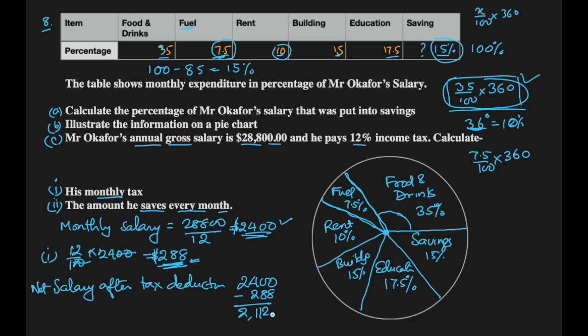Yeah, $2,112. He will save 15%. The question is about 15%. He will save 15% of this, and that's what we are going to find now. 15% of 2112 is 253.44. This is what he is going to save. We did not include the tax, this 288, because he does not save tax. He pays tax to someone. So he will pay this.